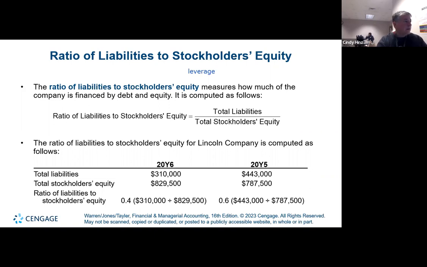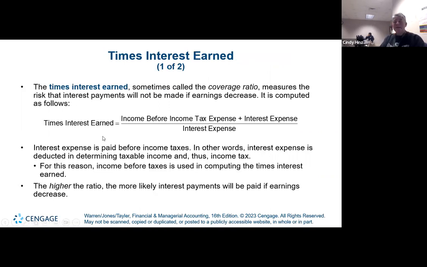The last measure that we're going to be looking at is times interest earned, and this is an income statement measurement. All of the components that go into this calculation come from the income statement. So you can see that with these three measures, we are looking at balance sheet and income statement information to help us make some decisions about the company.